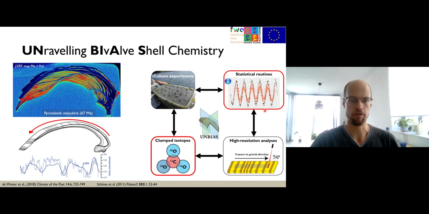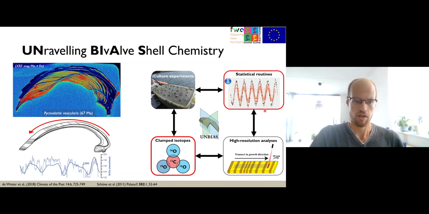So we can use fossil bivalve shells for, in this case, for example, millions of years in the past, more like 67 million years, but I'll show you some older examples also, to reconstruct a climate at a very high resolution and very far back in time. It makes it ideal for this type of work.